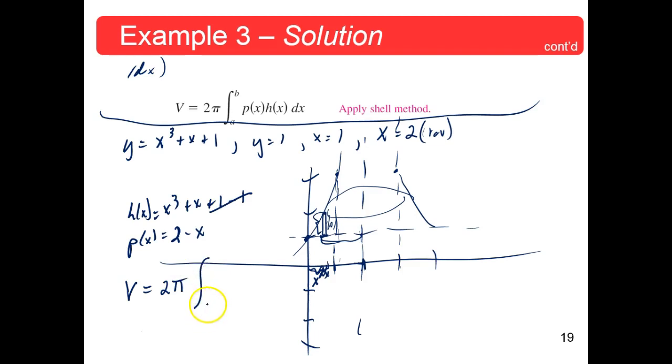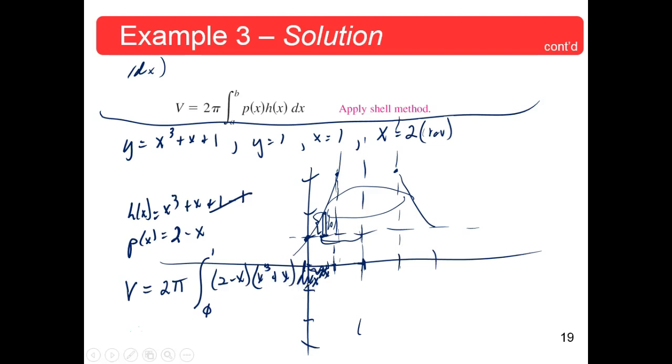Integral from? So when you're looking at the integral, is it changing the x's? Yeah. If you do dx's, the integral better be x's. So it's going from 0 to 1, right? Okay. 0 to 1. Your radius is 2 minus x. And your height is x cubed plus x dx.